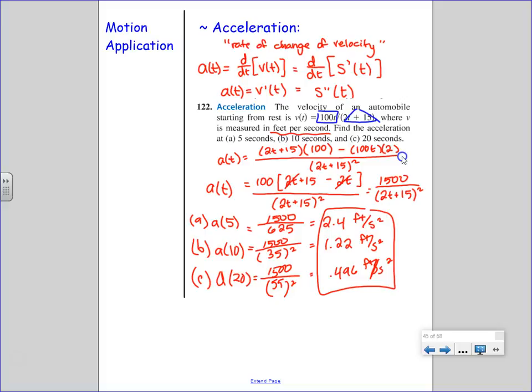Okay. So, nice thing is, this is number 122, and guess which one you have in your homework? Number 121.